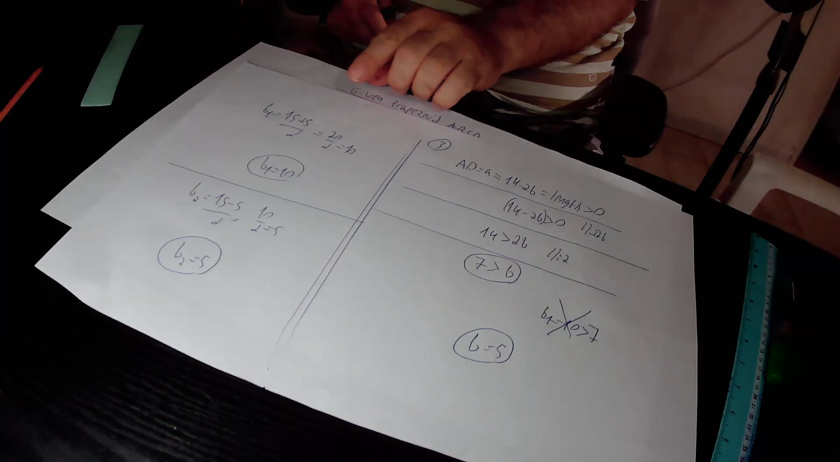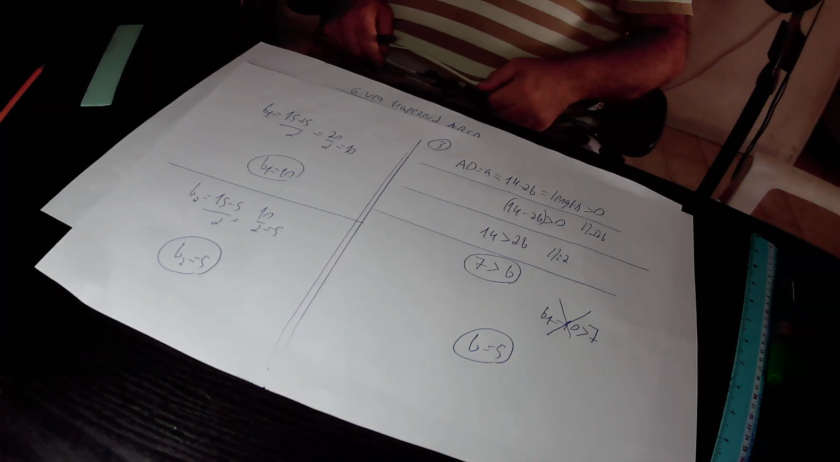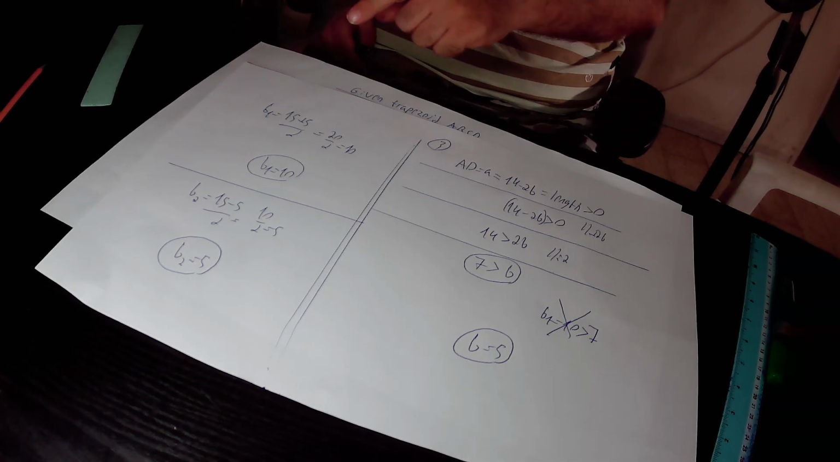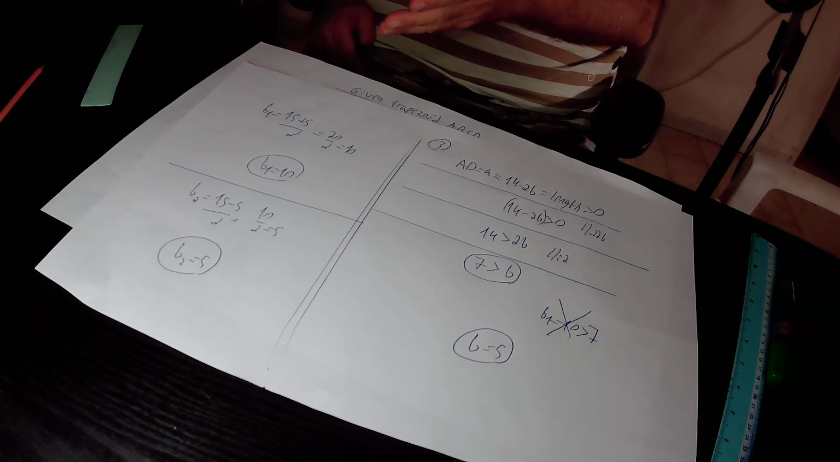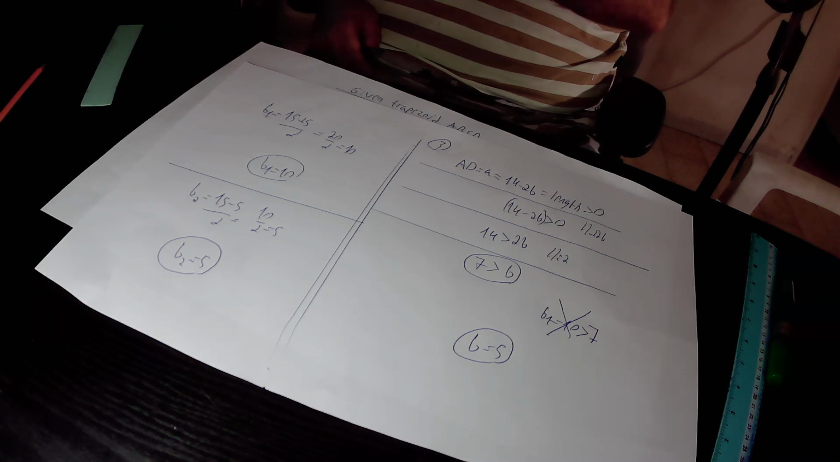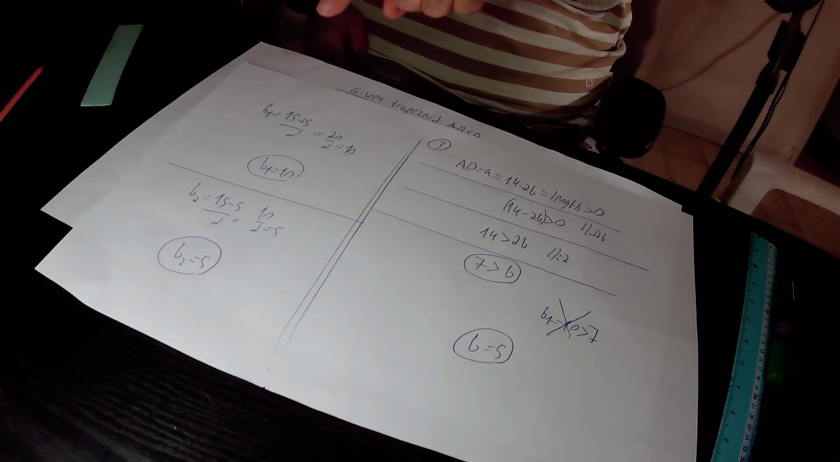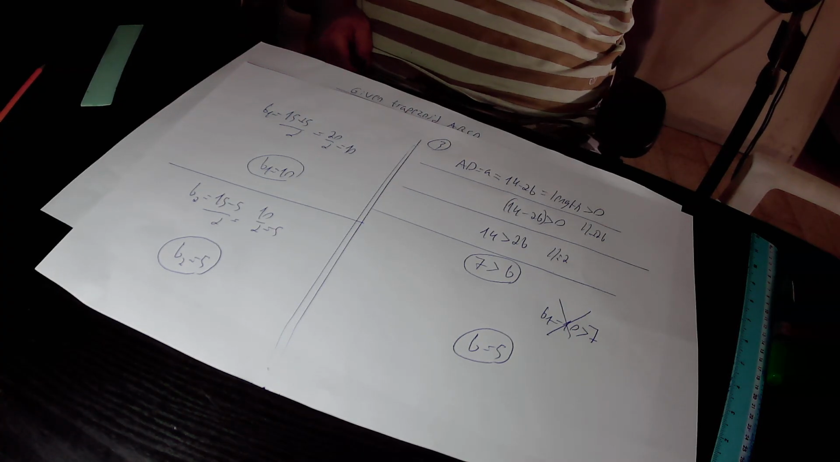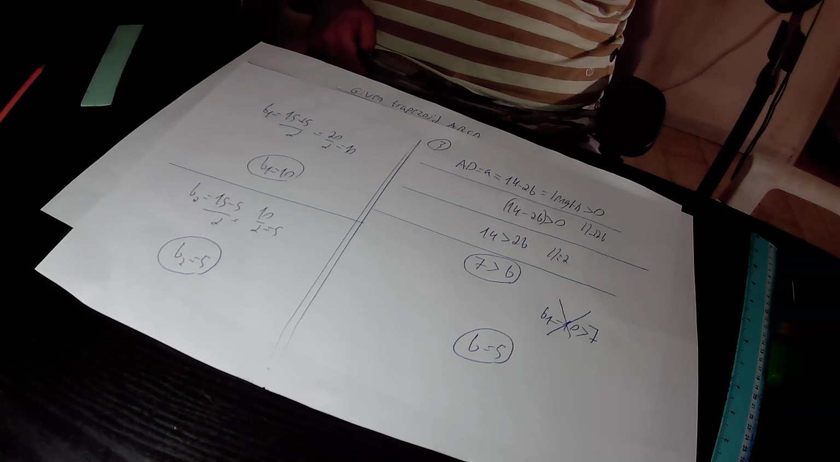B1 equals (15 plus 5) over 2. 15 plus 5 is 20, and 20 over 2 is 10. So the first solution for b is b1, that is 10. And we have another solution, the second solution. The second solution for b is b2 equals (15 minus 5) over 2. 15 minus 5 is 10, and 10 over 2 is 5. So the second solution for b is b2, that equals 5.